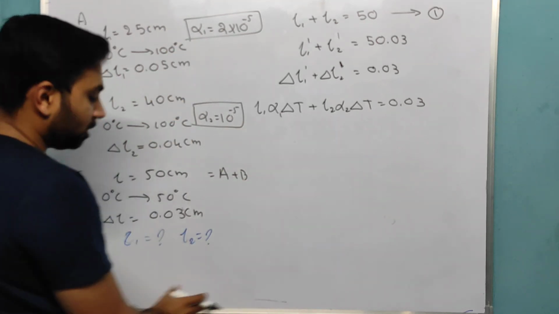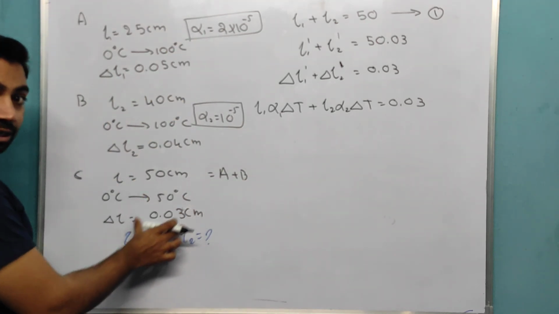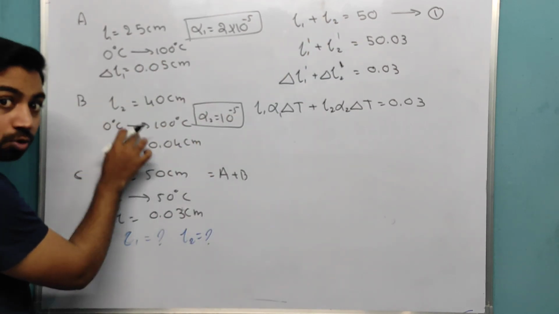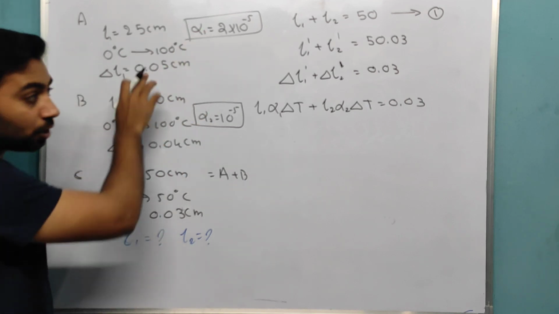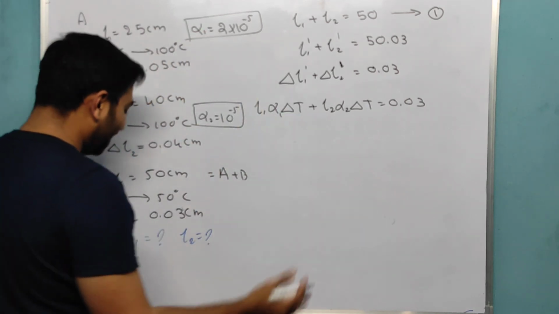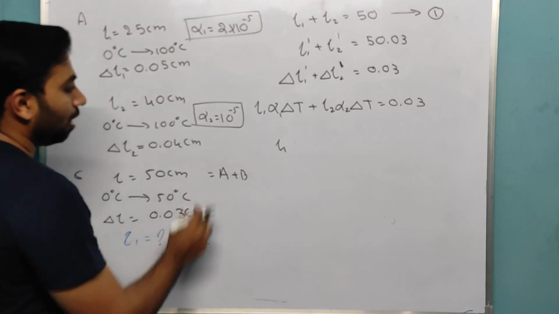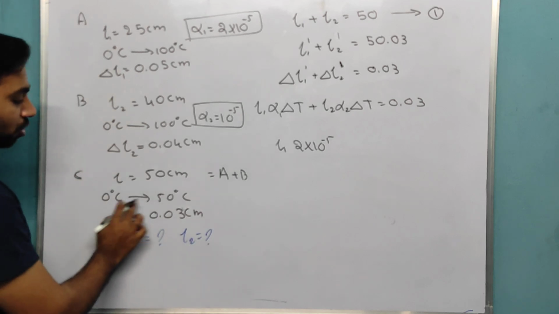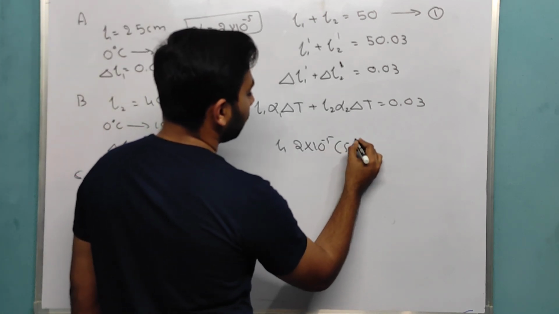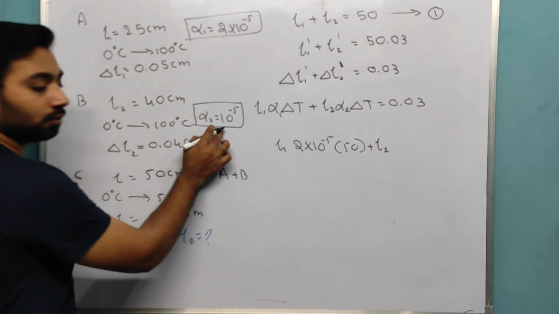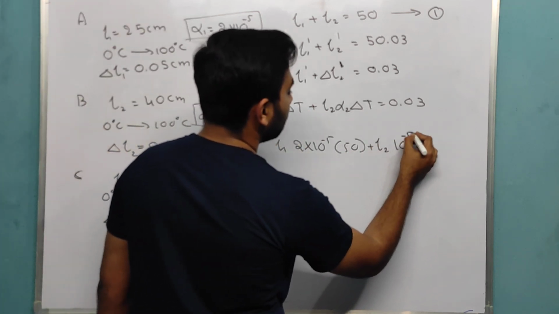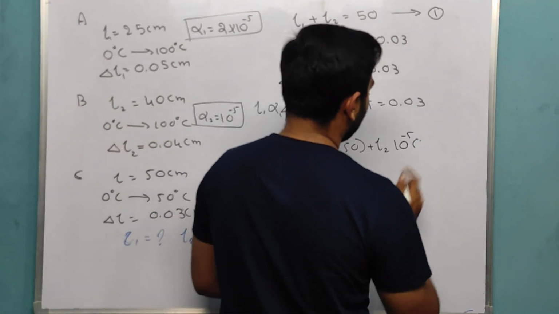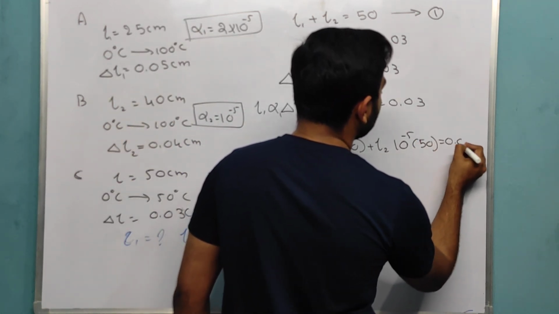I need to calculate this one, and the change in temperature is this. We are taking the change in temperature as 0 to 50 because we are calculating the mixed one. This 2 is given to confuse you and to find this value so that you can substitute in this. Okay, L1, alpha 1 value is 2 into 10 to the power of minus 5. The change of temperature is 0 to 50, which means 50 only. Plus L2 of alpha value 10 to the power of minus 5. The change of temperature is 50, which equals 0.03.